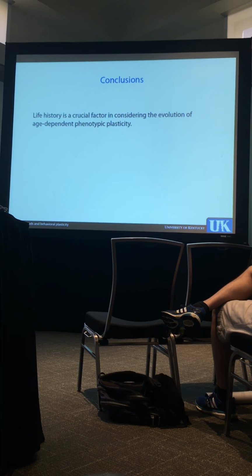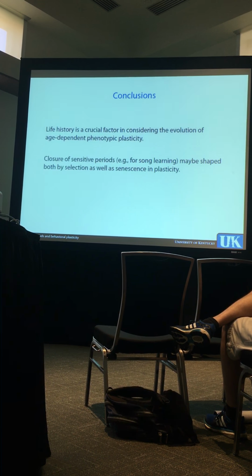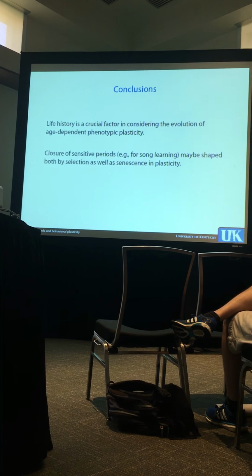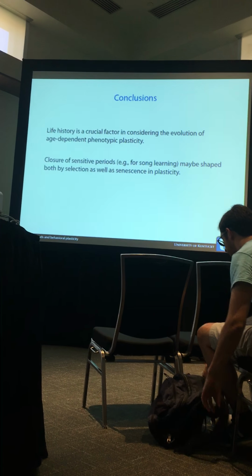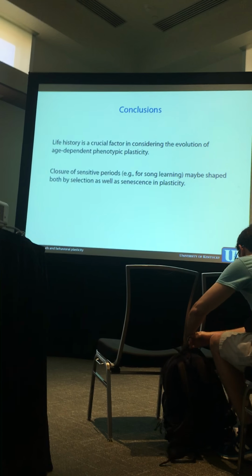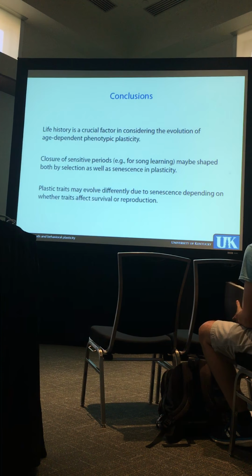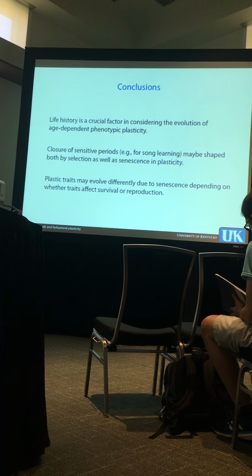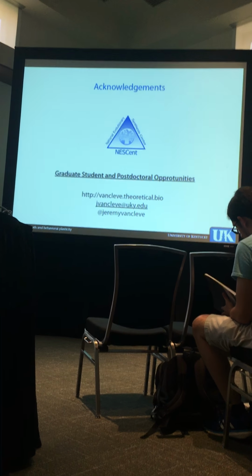Just to conclude, life history is a crucial factor when thinking about the evolution of age-dependent phenotypic plasticity. The closure of these sensitive periods, things that we might think are important for things like song learning, should be shaped both by selection for the benefits of the traits used in those sensitive periods, as well as senescence of those plastic traits as individuals age. And the plastic traits may evolve differently due to senescence, depending on whether traits primarily affect survival or affect reproduction. And with that, I'll take a question.